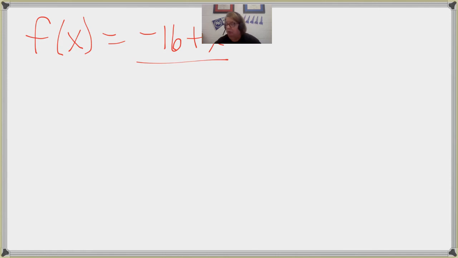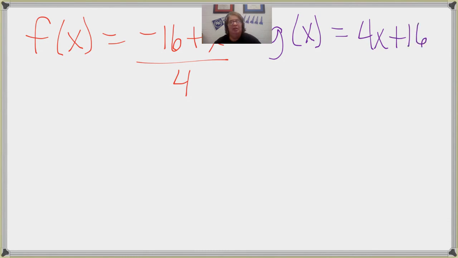F of x equals negative 16 plus x divided by 4. G of x equals 4x plus 16. Don't let the fractions scare you off. Okay, we're going to do the same process.